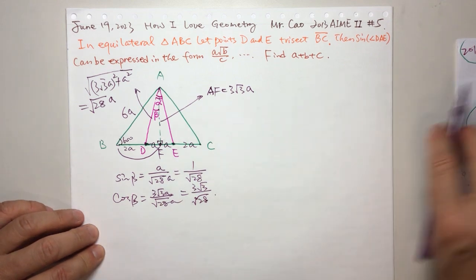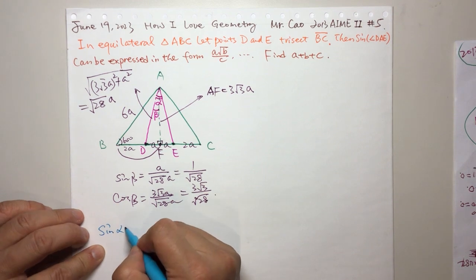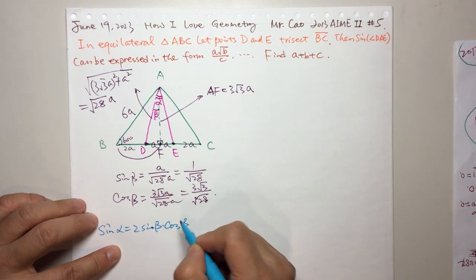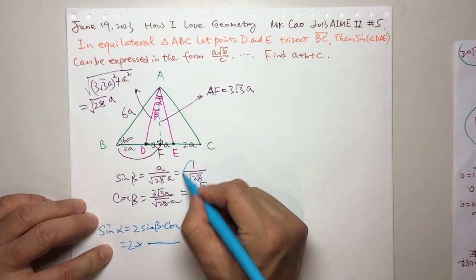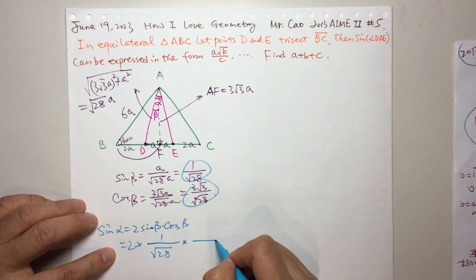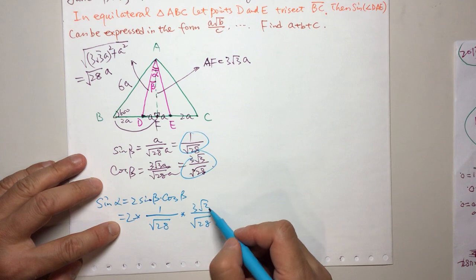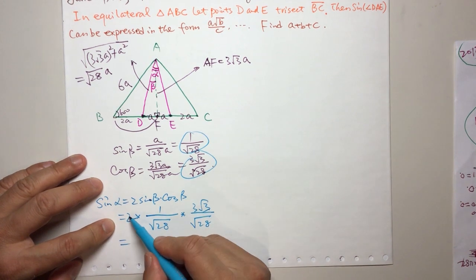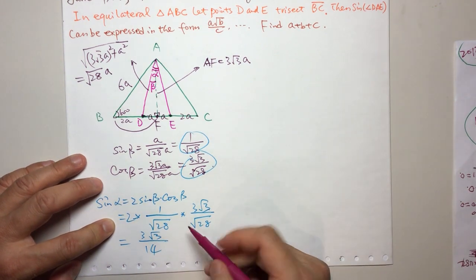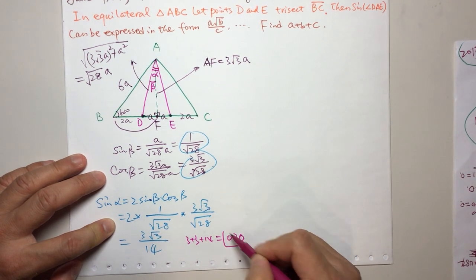So what do we want? Now we got it, because sine alpha equals 2 sine beta cosine beta. So 2 times this one and this one: 1 over square root of 28 times 3 square root of 3 over square root of 28. So that's 28, here is 2, so it's 14, and 3 square root of 3. So the final answer is 3 plus 3 plus 14, so it's 20. That's it, right?